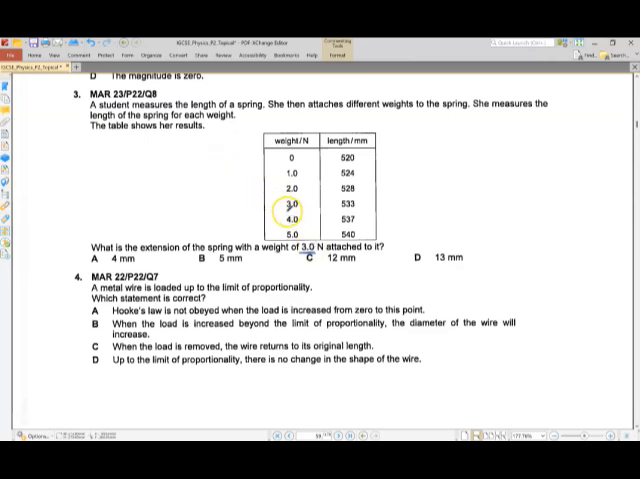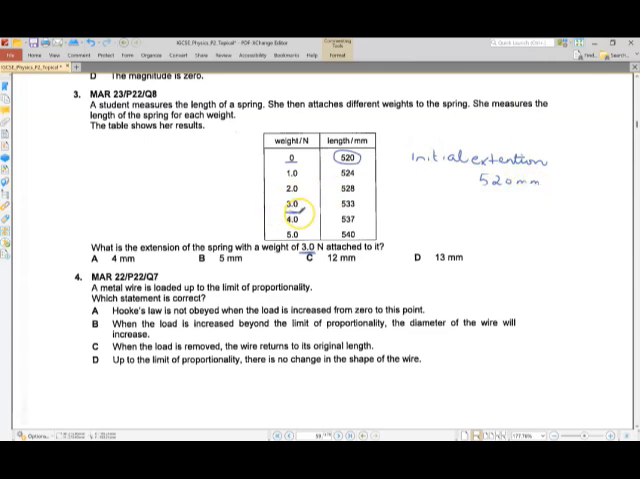When the weight is 3 Newton, what is the extension? This is when no weight is attached to it. So the initial extension, or natural extension, of the spring when nothing is suspended from it is 520 mm.